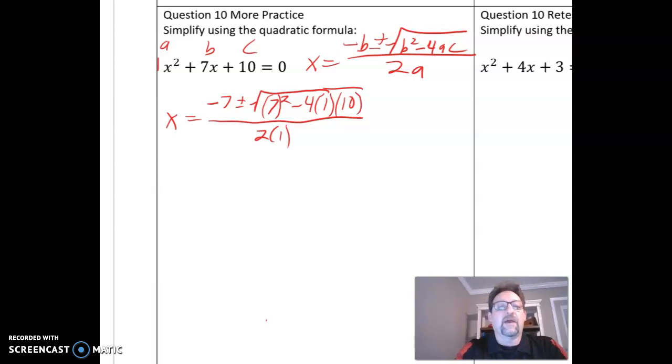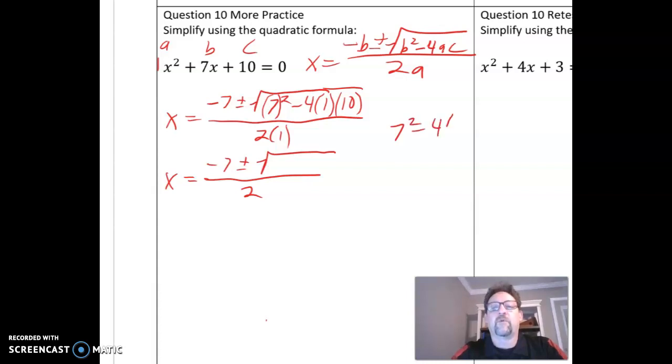All right, so we're going to simplify all three parts of this. So I have negative 7 plus and minus the square root of, and this part that's under the radical is called the discriminant. I'm going to kind of work it out over here by itself. So 7 squared minus 4 times 1 times 10. If you have Desmos or a calculator that will do PEMDAS, you can just type that in. But if you have a regular calculator, be careful because it's going to do it wrong. So we got to follow PEMDAS.